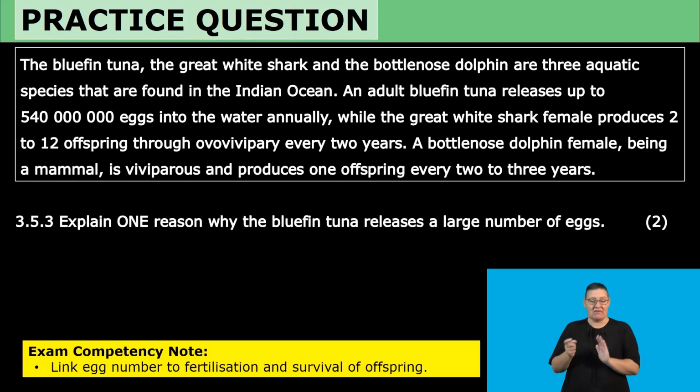3.5.3 for 2 marks. Explain one reason why the bluefin tuna releases a large number of eggs. Bluefin tuna. You are going to explain again. So you link the number of eggs with the survival of the offspring. You just have to remember that. As you are writing your examination, you are using that question paper, you are highlighting, you are making note of what the question is all about so that you are able to answer and get your marks correctly.